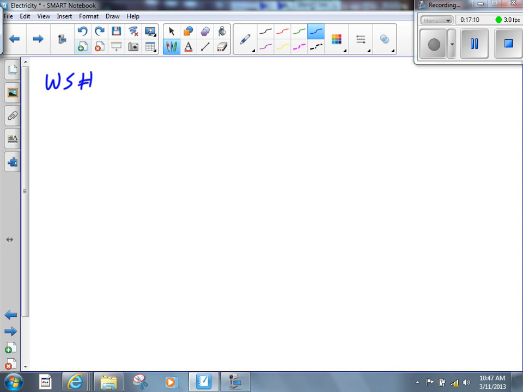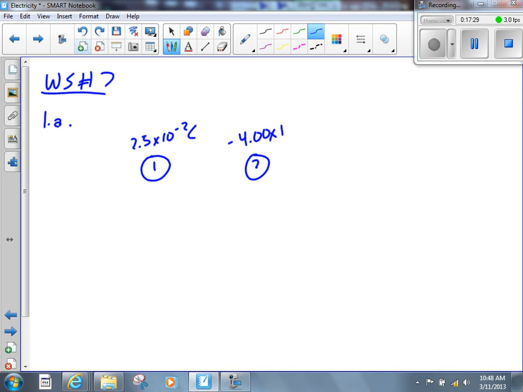All right, worksheet number 7. Let's take a look at 1A. We've got 3 charges in a straight row. The first charge is 2.5 times 10 to the minus 2. The second one is negative 4.00 times 10 to the minus 2, and it is 60 millimeters to the right of charge number 1. We're given that distance there, so let's write that down. The third one is 3.00 times 10 to the minus 2.